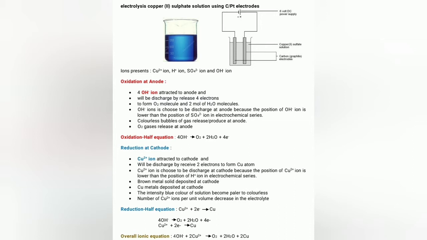Hydroxide ion acts as a reducing agent. Reduction occurs at the cathode. Copper(II) ion from the electrolyte undergoes reduction by receiving two electrons to form copper atom. Copper(II) ion acts as an oxidizing agent.